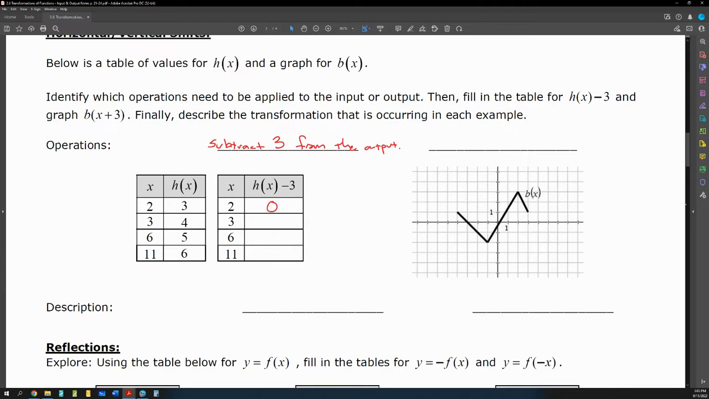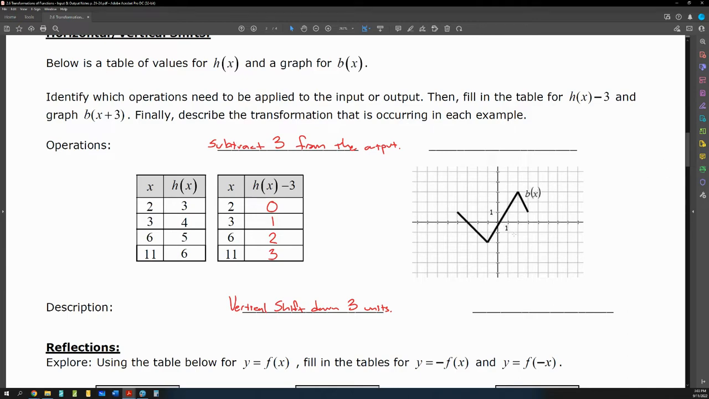H of 3 is 4. Subtracted 3 is 1. H of 6 is 5. Minus 3 is 2. And h of 11 is 6. Minus 3 is 3. Okay. Graphically, we would see this as a vertical shift down 3 units. Okay, because we're taking all of our function outputs and we're subtracting 3. Every output decreases by 3.